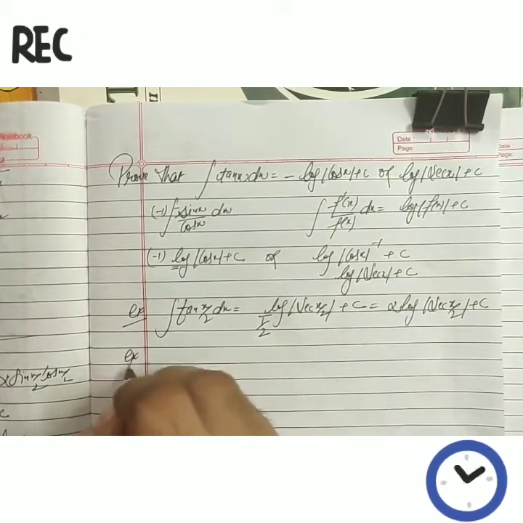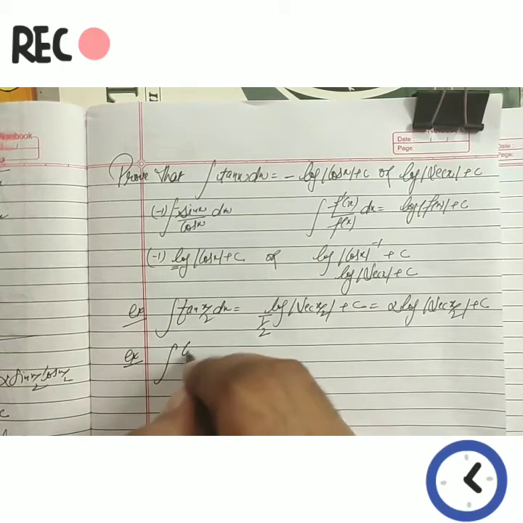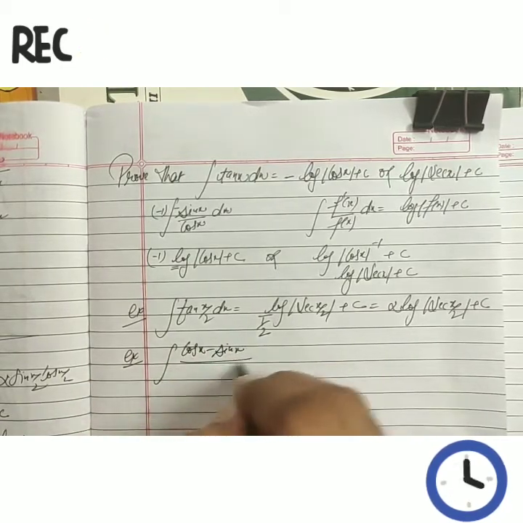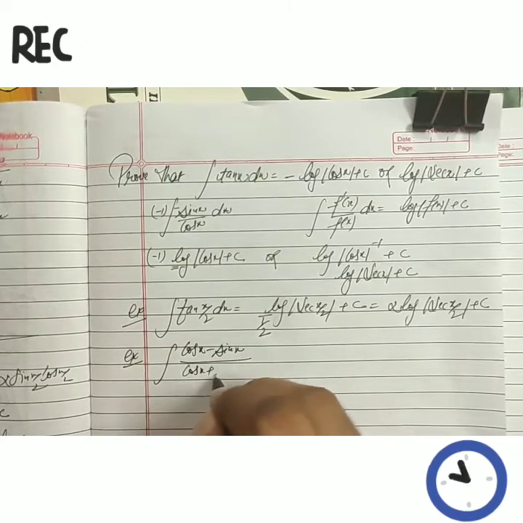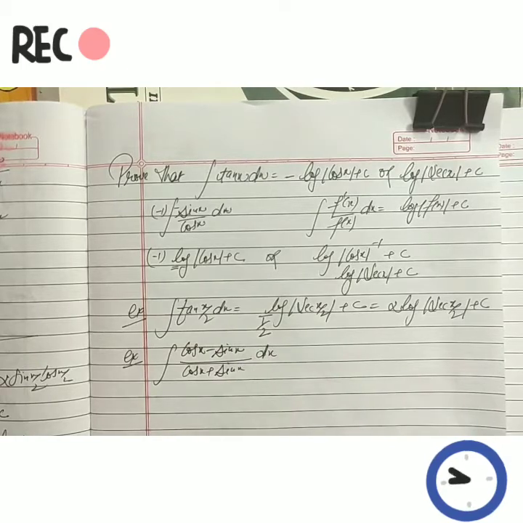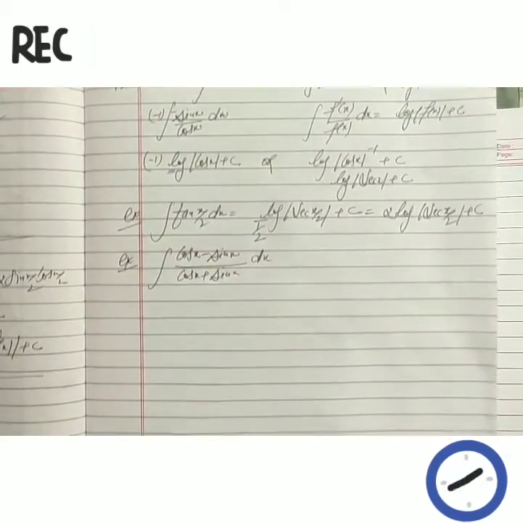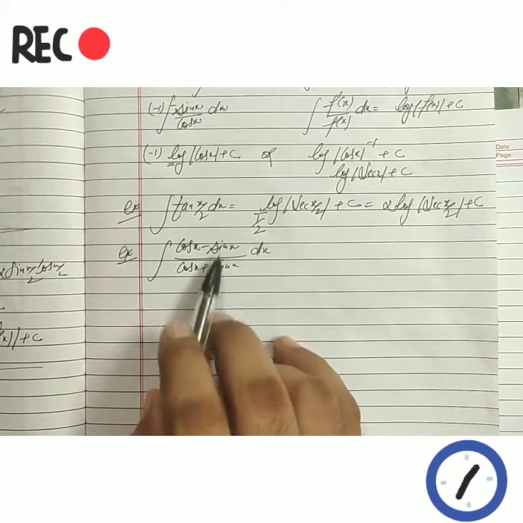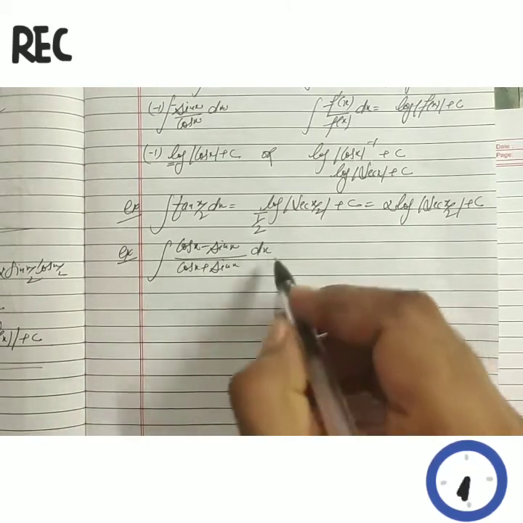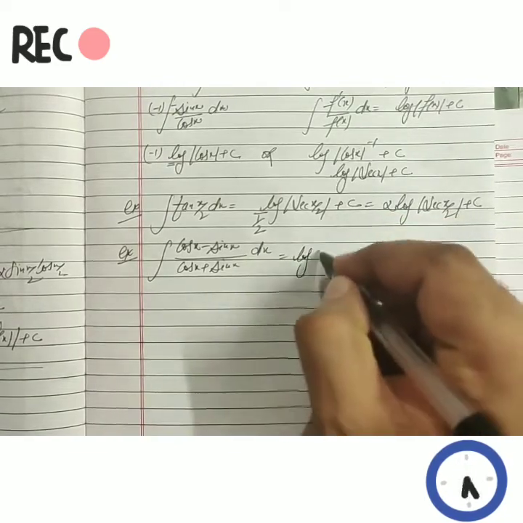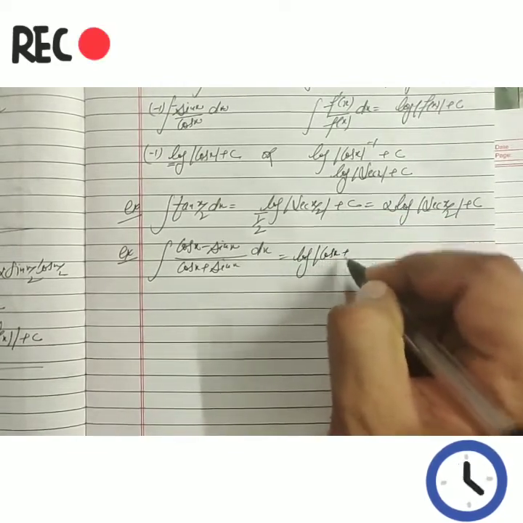Another example we are going to take here: the integration of cos x minus sin x divided by cos x plus sin x. There are two methods to solve it. One of them is, if you see here, the derivative of the denominator: the derivative of cos theta is minus sin theta, and the derivative of sin theta is cos theta. So according to the same rule we have done here, it is log of the denominator. This is the first method.